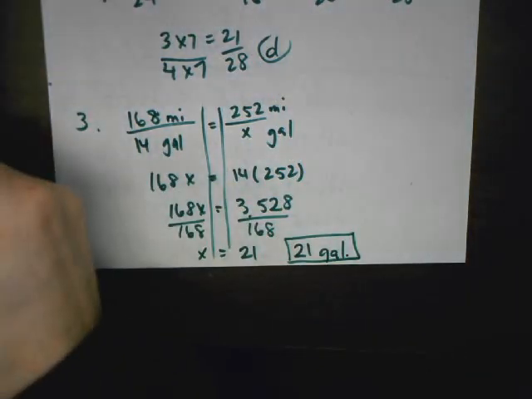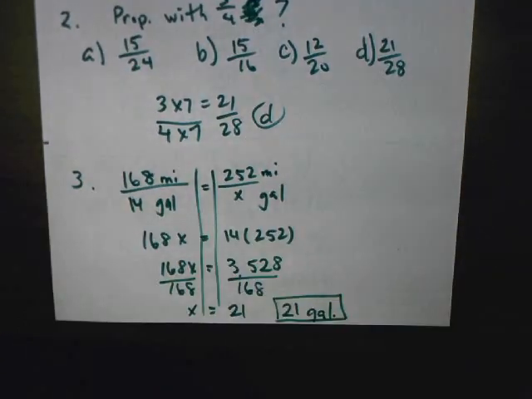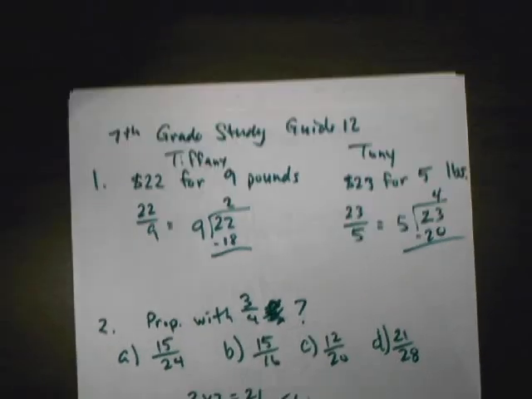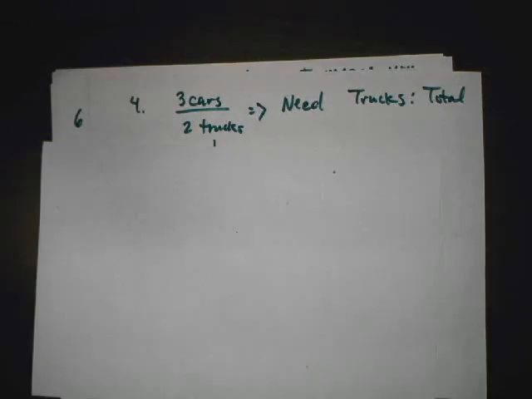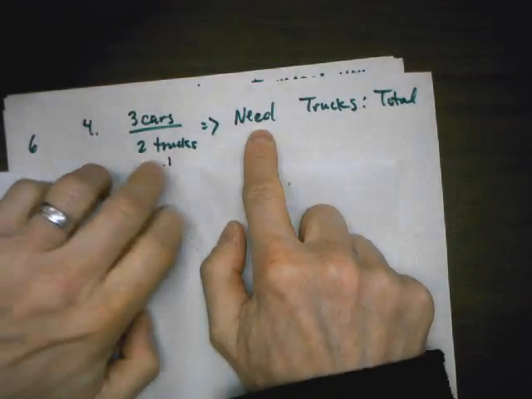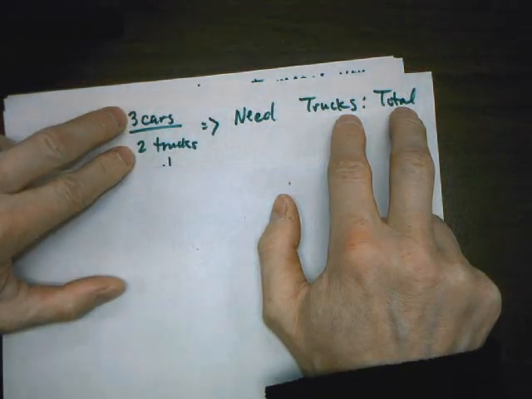Number 4 says, a ratio of cars to trucks in a parking lot is 3 to 2. So that's 3 cars for every 2 trucks. And then it says how many trucks, so we're missing trucks, we're going to find trucks, are there if there's a total. That word total tells you you're going to add something. There's a total of 60 cars and trucks. Okay, so we need trucks to total ratio. We have cars to trucks ratio.